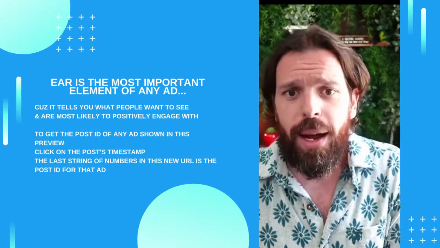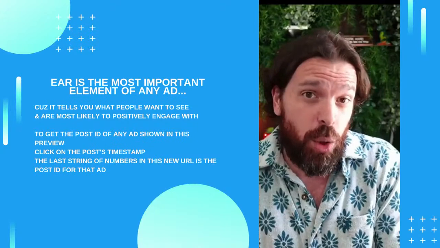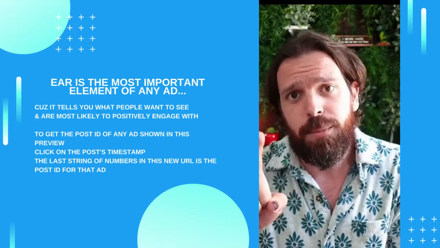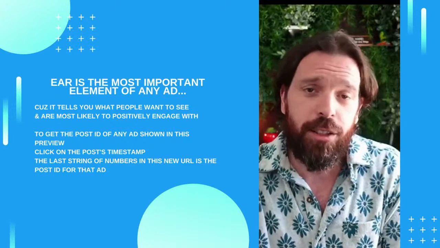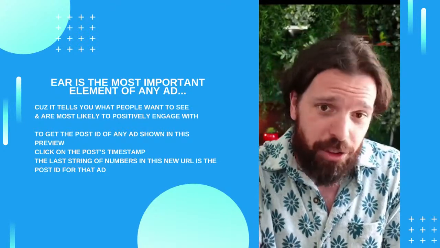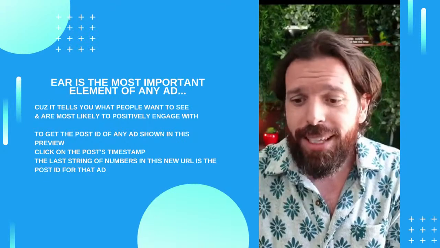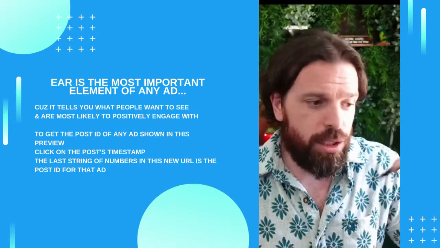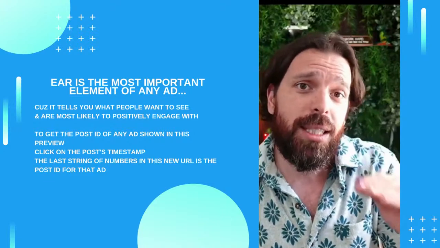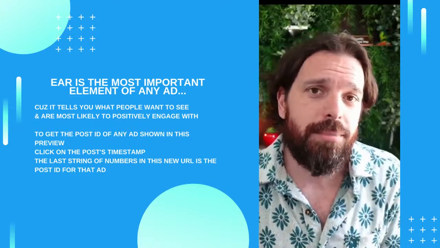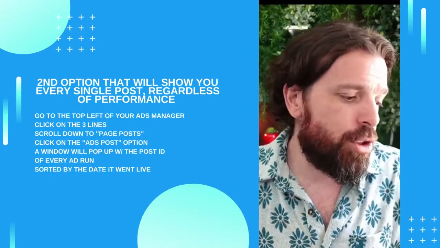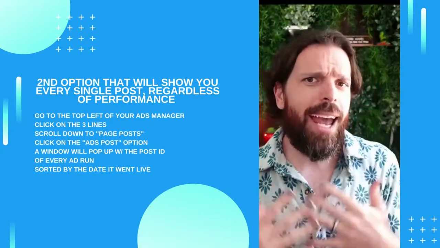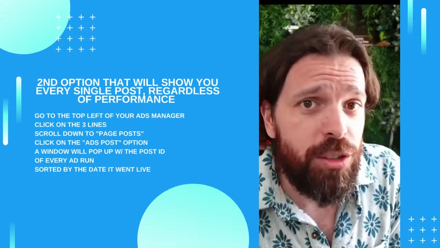Now, there's another way. If you want to get the post ID of any ad shown in this preview, I want to cover this real quick. You click on that post timestamp, and you'll notice the string of characters in the URL change. Everything after the last little slash, that's your post ID. Use that, copy and paste it when you're making a new ad into the use existing post box. Now, the second option, which I'm going to tell you because I want you to know, but I'm also going to caveat with there's absolutely no reason you need to do this.